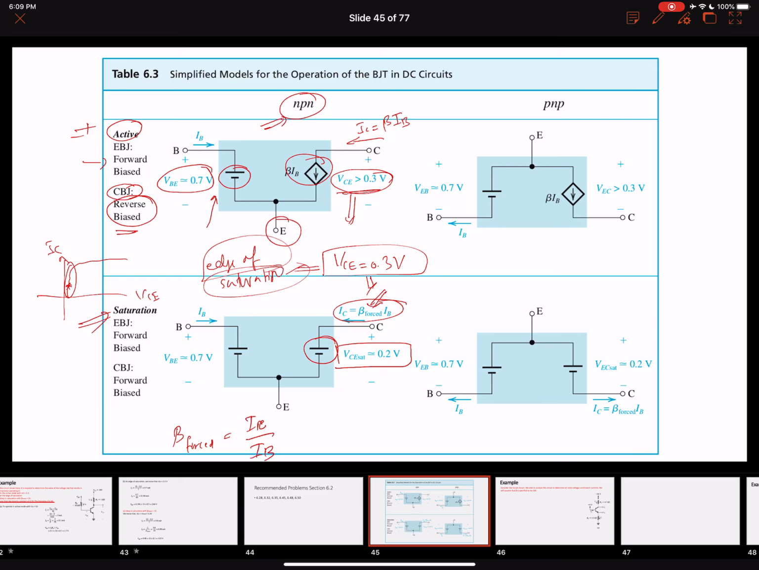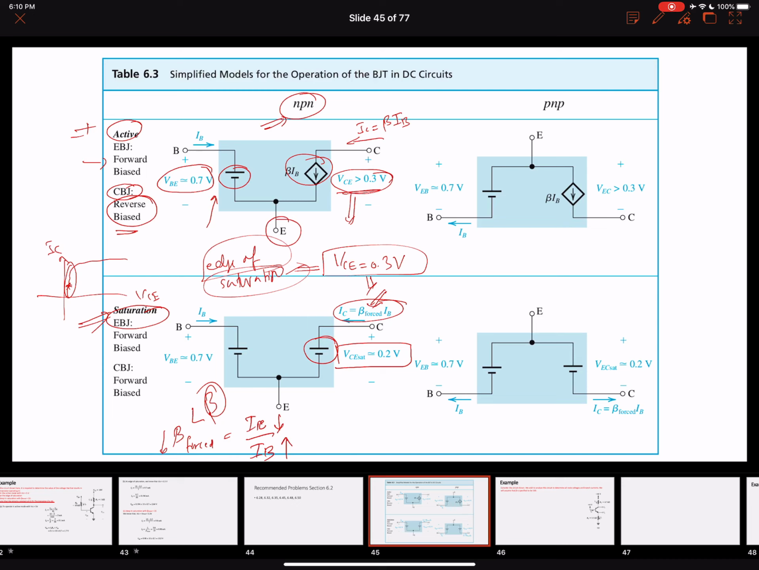But what happens is our base current is increasing and our collector current is decreasing. With the increase in the base current and the decrease in the collector current in the saturation region, our beta forced is less than the beta of the transistor in the active region. So this is how we can operate the NPN transistor in the active and saturation regions. Here are the very simple models.